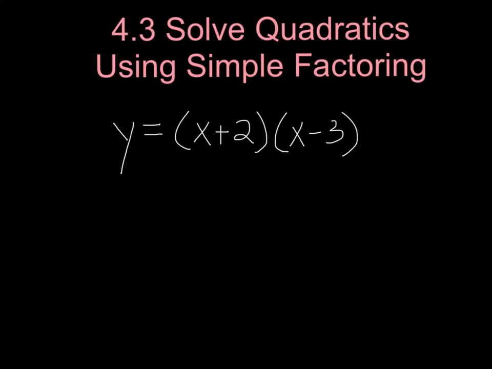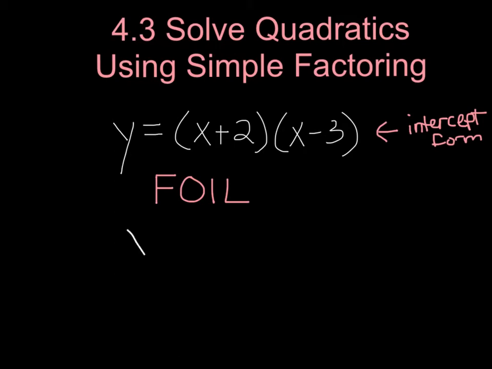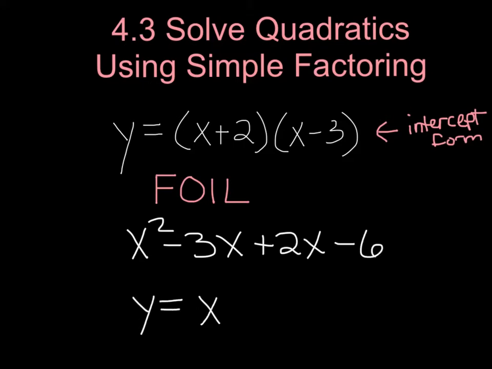But if we started out with this and we wanted to change it to standard form, we would have to FOIL it. And just as a quick review, that would be x times x is x squared, x times negative 3 is minus 3x, 2 times x is plus 2x, and 2 times negative 3 is minus 6. So we get y equals x squared minus x minus 6. So that would be our standard form.